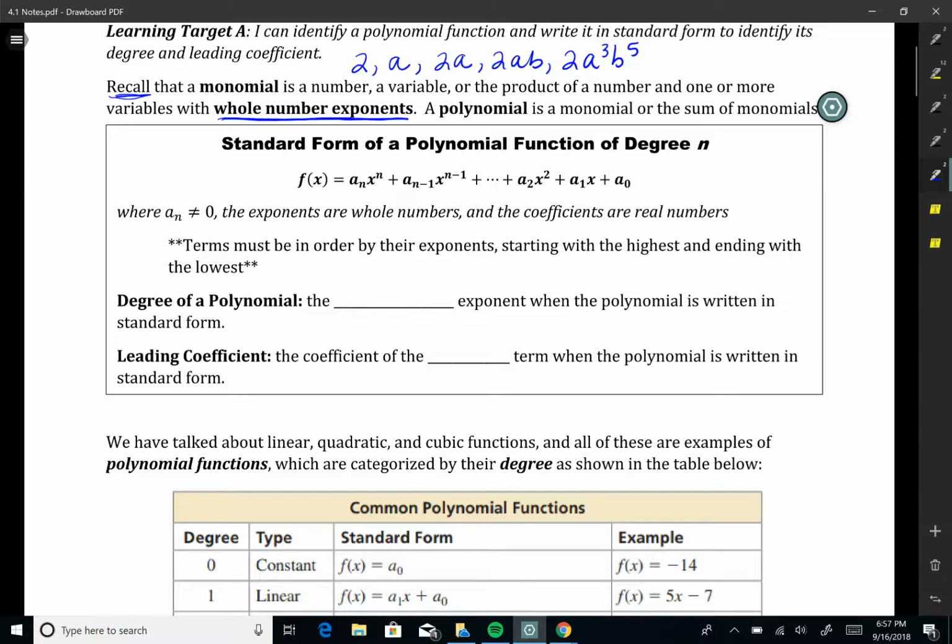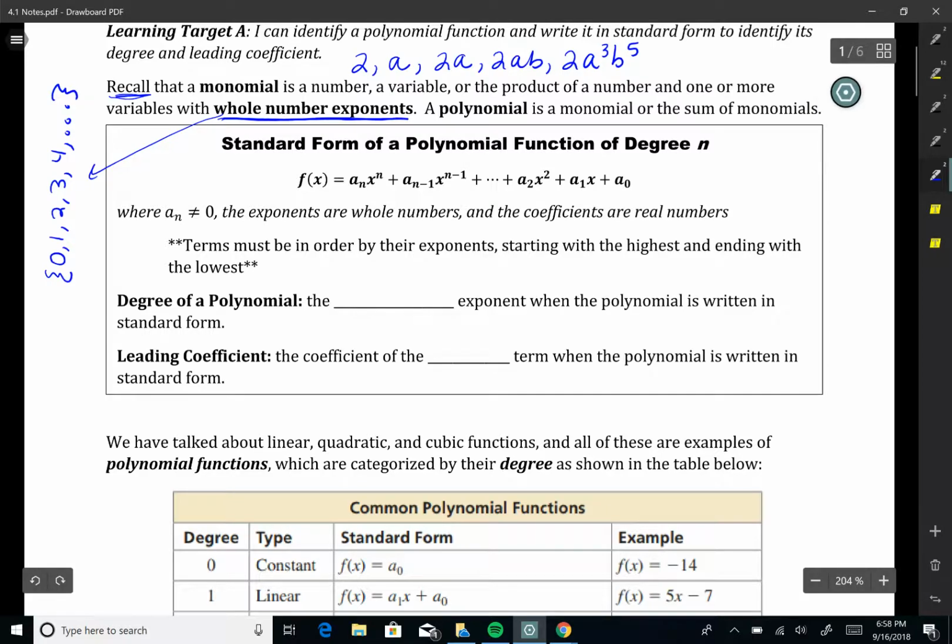If you don't remember what whole numbers are, whole numbers start with 0, and then they're all the positive integers. So I'll put that over here as a set. The set of whole numbers starts with the number 0, and then it's all the positive integers after that, going up to positive infinity. So you can't have decimals in the exponents, you can't have negative numbers, you can't have irrational numbers, and stuff like that. Well, if you understand what a monomial is, a polynomial is just a monomial or the sum of monomials, because poly means many. So it could be just one term, a monomial, but it could be many more terms.